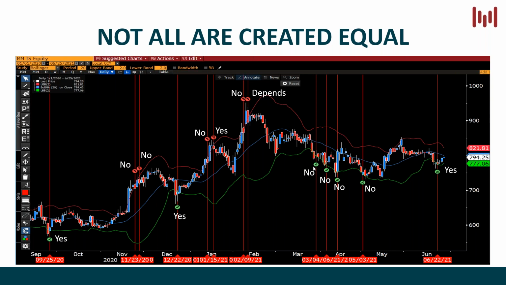I got a long signal here. Will I take it? No. Another long signal? No. Another long signal? No. Good. I took neither of these long signals, and good for me because the market kept falling. There was another long signal here. Will I take it? No. There has been another long signal here. Will I take it? Yes.